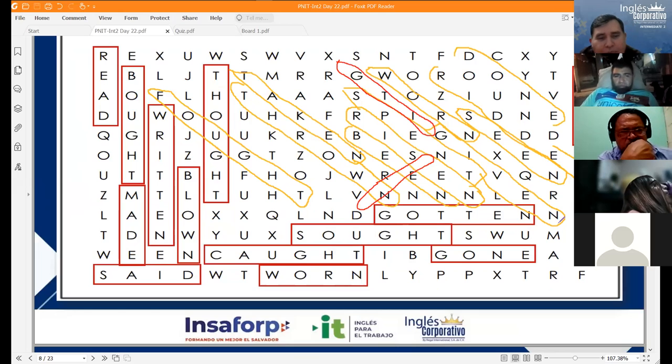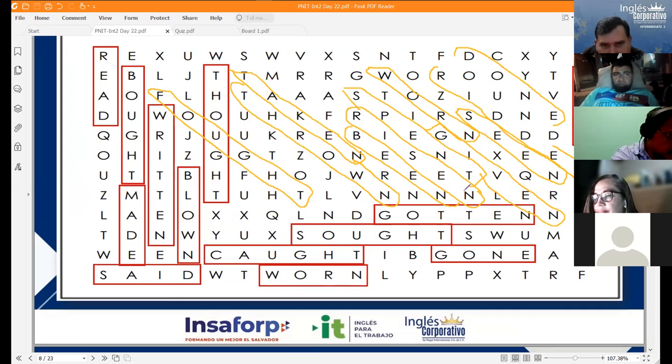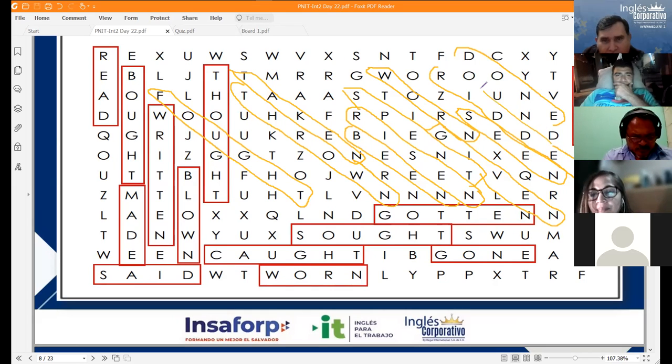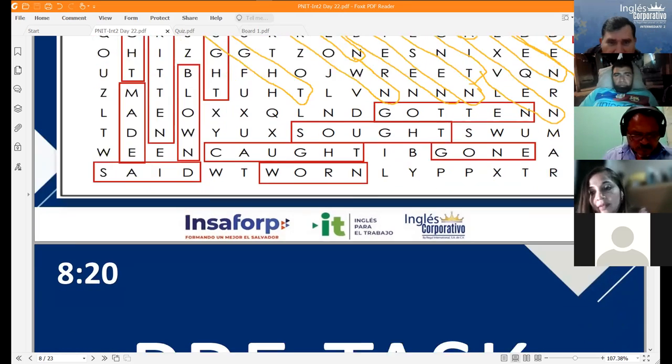Now, why is it important to remember the past participles? Like read, said, worn, gone, sought, gotten, fought, thought, blown, taken, thrown, been, risen, spent, given, worn, seen, and written, like this one that I don't know why it got raised, the same as found. Very good. Those are some of the participles.